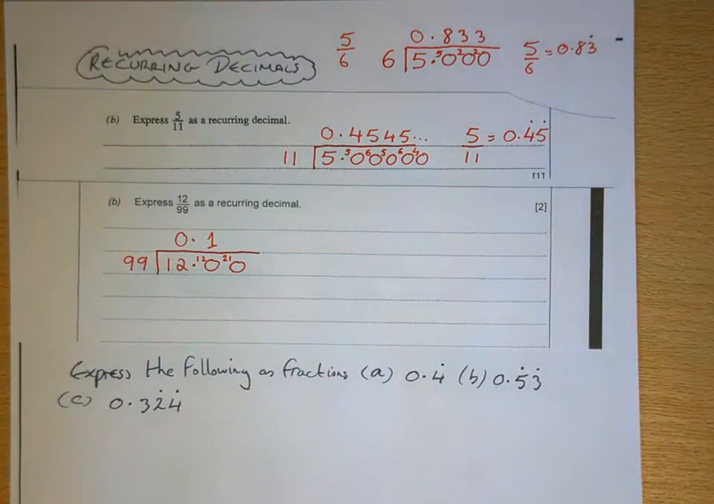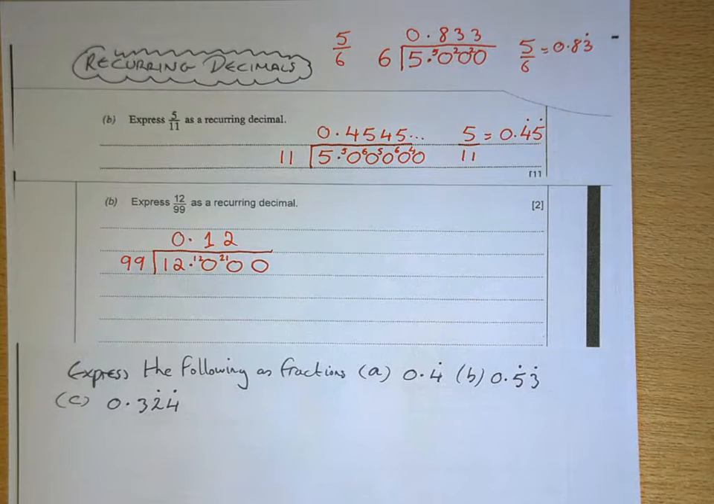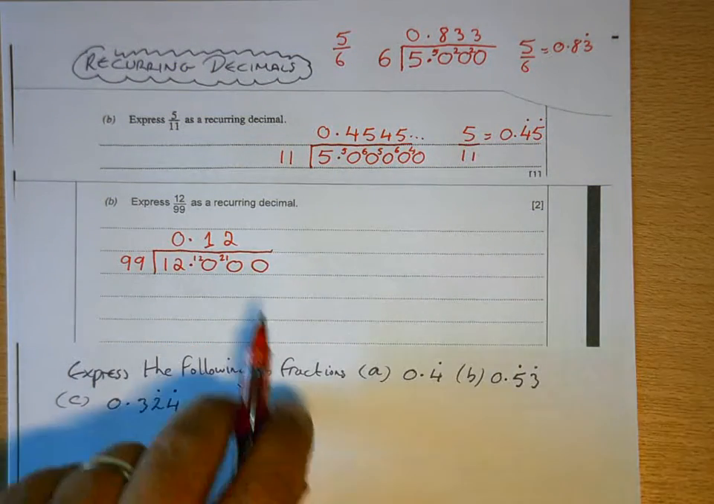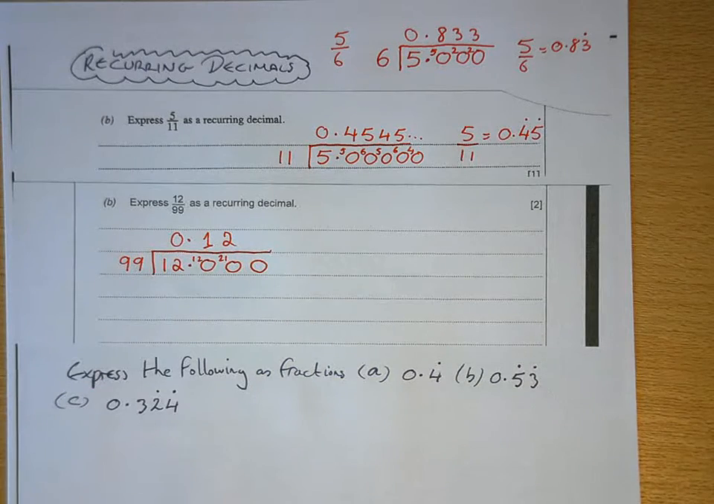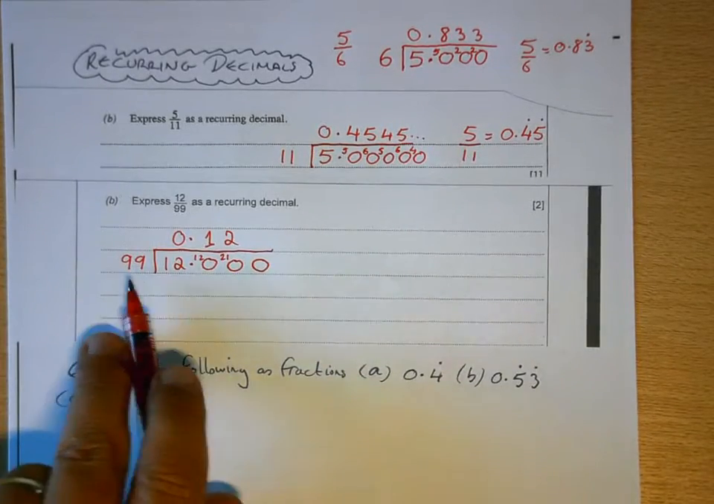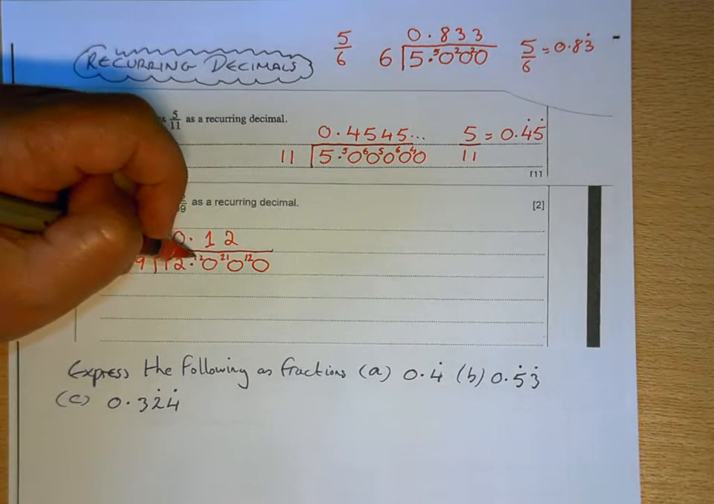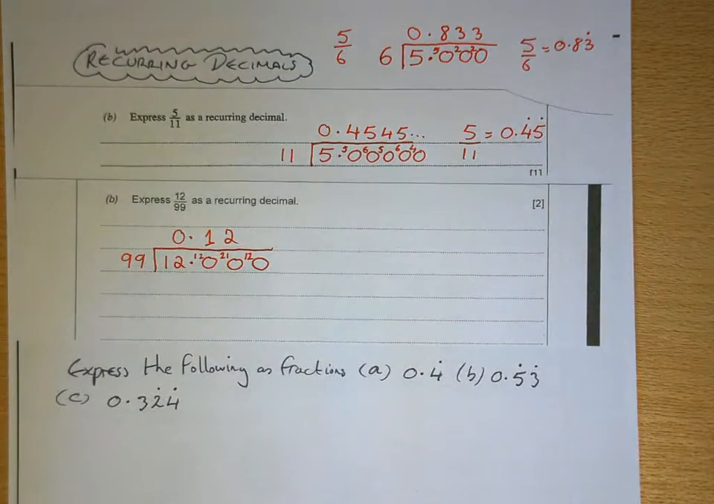How many times does 99 go into 210? Twice. What's the remainder? The remainder is going to be 11. Hold on. Sorry, no it's not. It's going to be 12. Because you've got two lots of 99, which is 198. You've got to go from 198 to 210. It's 12.